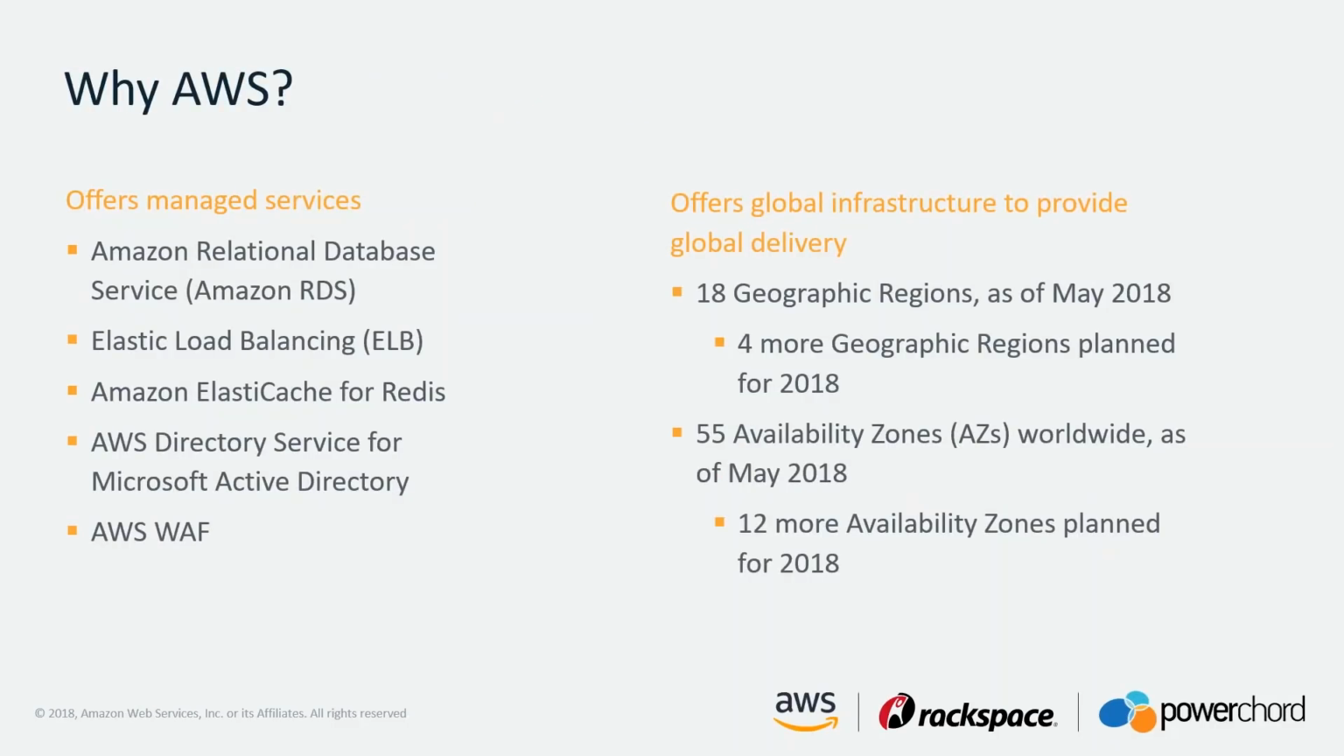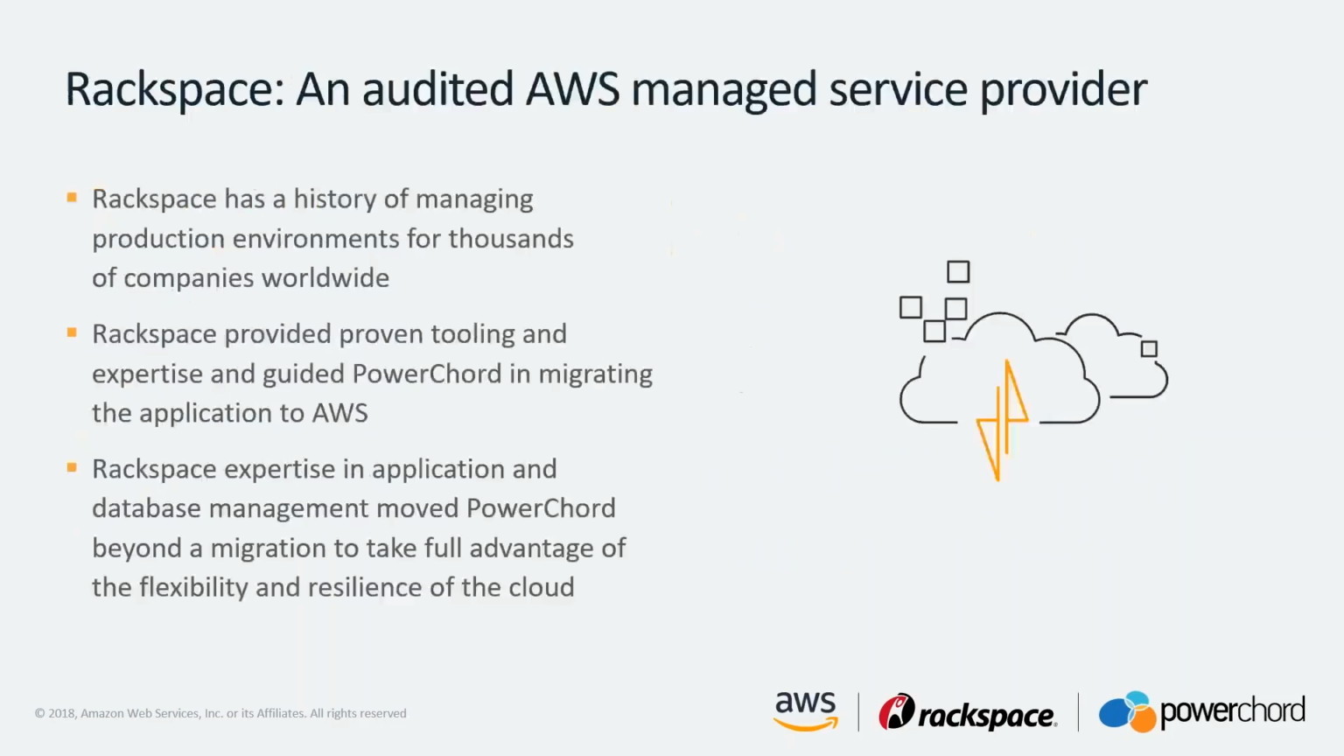So why AWS? Well, Zlatan covered a lot of that already, but specifically for PowerChord, they wanted to make use of RDS, Elastic Load Balancing, Amazon ElastiCache for Redis, AWS Directory Service for Microsoft Active Directory, and AWS WAF, which is the Web Application Firewall. Each of these was used for PowerChord's architecture, but this is not an exhaustive list, obviously. And then Zlatan covered the other major benefit with AWS, which is that global reach. PowerChord being a global company, this was important for them.